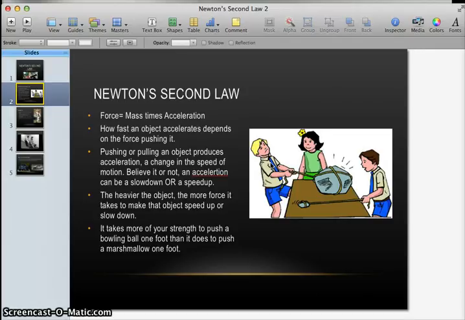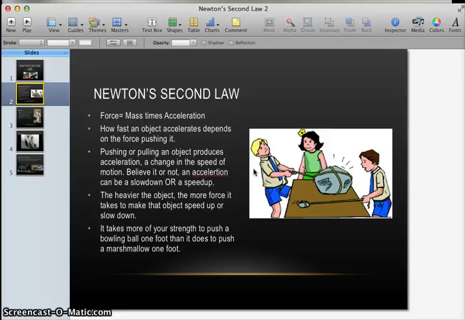The heavier the object, the more force it takes to make that object speed up or slow down. In this picture, you can see that this young gentleman has a very heavy rock. This gentleman has a much lighter rock. This gentleman right here has to use a much greater amount of force to accelerate this rock across the table, whereas this young man does not have to use as much force. This young lady right here seems to appreciate all this young man's hard work.